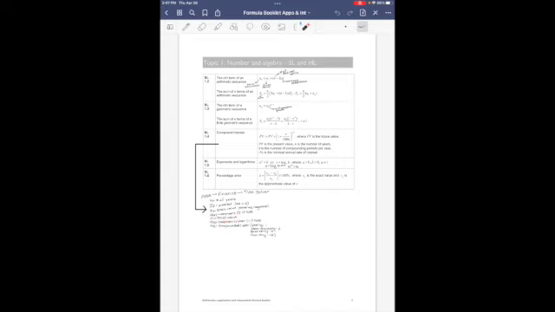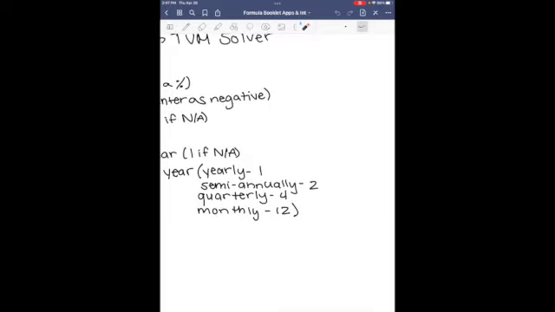FV, if you're not solving for it, equals whatever it is. PY is going to be payments per year, so that's only going to really matter if you are putting in a payment, in which case it should match your compounded per year. If you're not putting it in, put in 1, and then compounded per year. I have it written here, but yearly is going to be 1, semi-annually is going to be 2, quarterly is going to be 4, monthly is going to be 12, and you can figure out the rest from there.